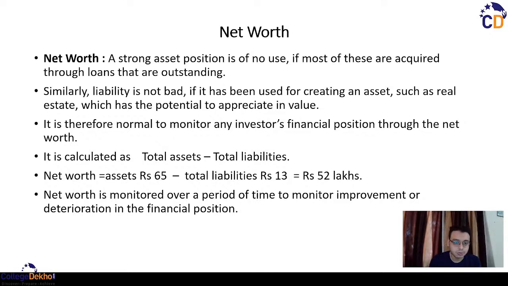Similarly, a liability is not bad if it has been used for creating an asset, such as real estate, which has the potential to appreciate in value. Right? You are buying real estate, and that might have the potential to appreciate in value, because as I told you, businessmen take debt for the purpose of creation of the asset and not for luxury items.